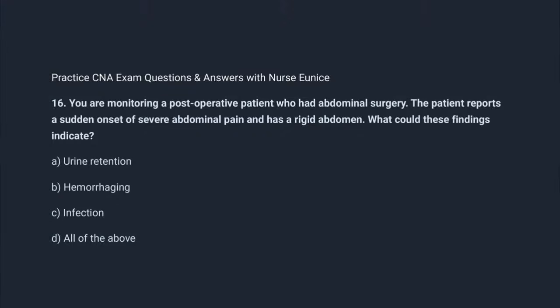Question number 16. You are monitoring a postoperative patient who has had abdominal surgery. The patient reports a sudden onset of severe abdominal pain and has a rigid abdomen. What could these findings indicate? Is it urine retention, hemorrhaging, infection, or all of the above? I see the answers coming through. Yes.